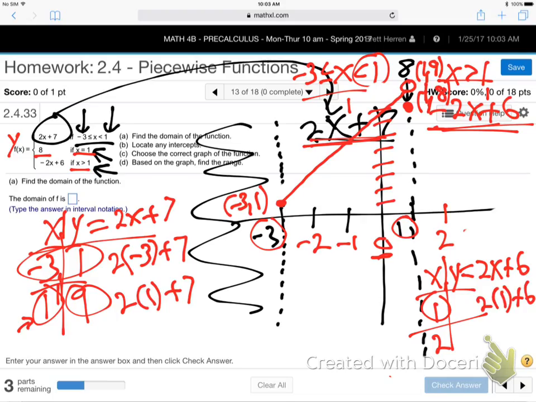Can't even see it on this screen anyway. Huh? You're going to have to look over there. Is that 8? Is it negative 2x? Oh, thanks. I couldn't even see that negative sign. Thank you. Negative. Negative. So that's what? 4? That should be 4.